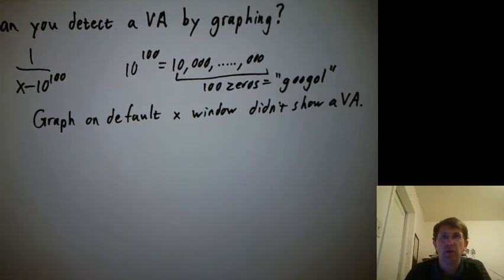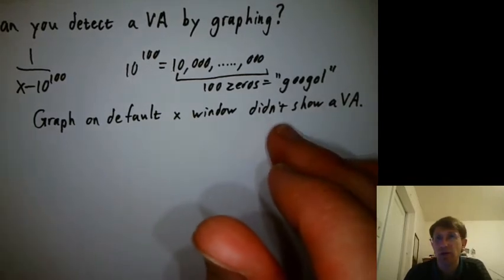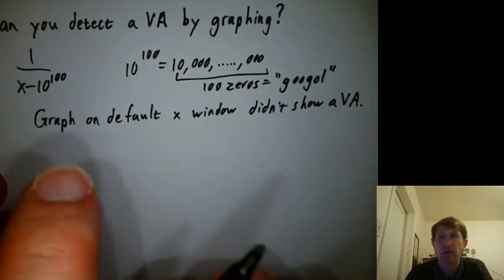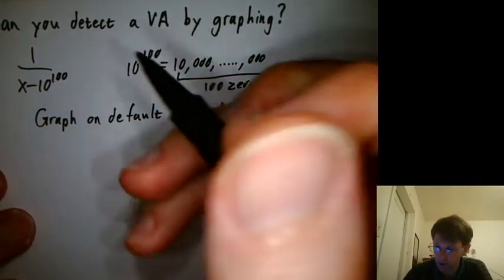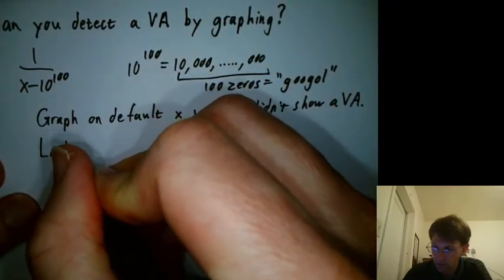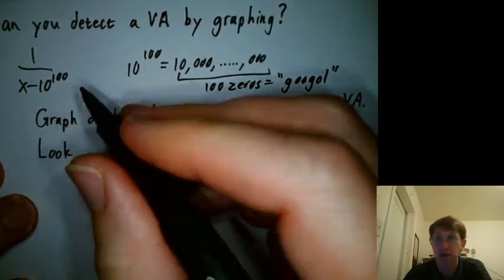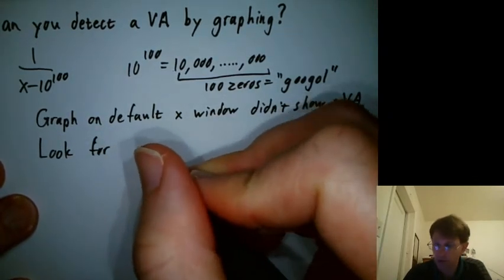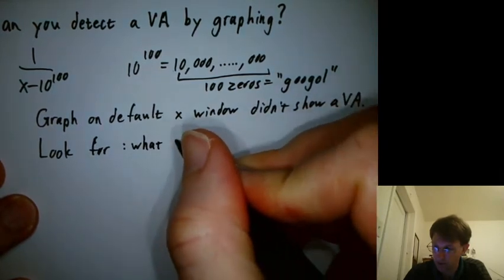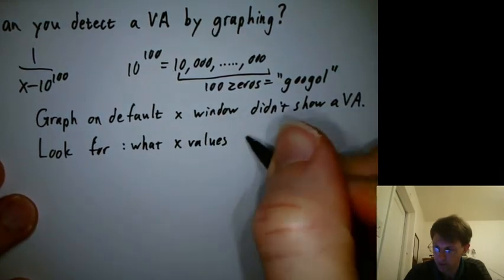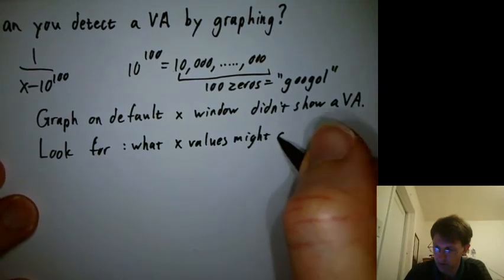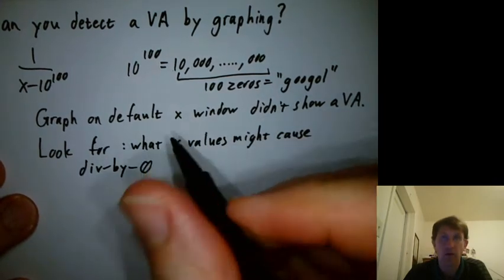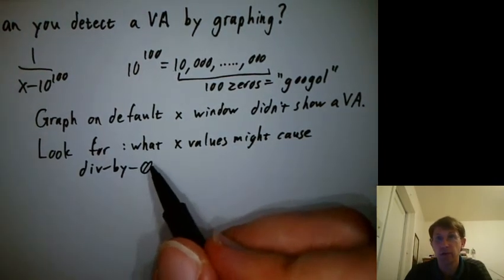So a graph on the default x window didn't show a vertical asymptote. Well, maybe we just weren't looking at the right window, right? We should look at other x windows. Where should we look? We need to look for x values that might cause a divide by 0. So algebraically, we need to look for what x values might cause divide by 0, and then we can use that to set our graphing window.